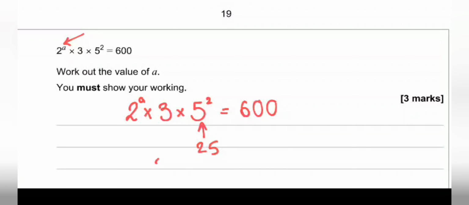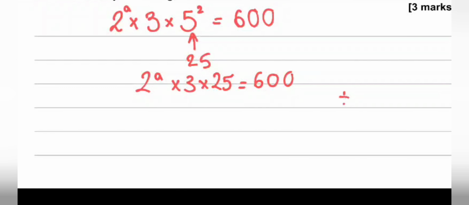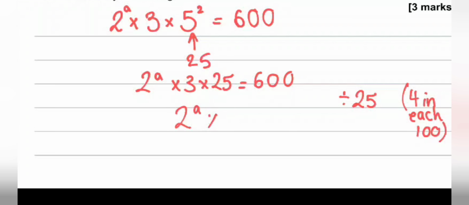5 squared, first thing, 25. So you've got 2 to the power A times 3 times 25 equals 600. At this point, I want to divide by 25 to make it easier. How many 25s are there in 100? That is 4. So that means there are going to be 24 25s in 600. So now we're left with 2 to the A times 3 equals 24.